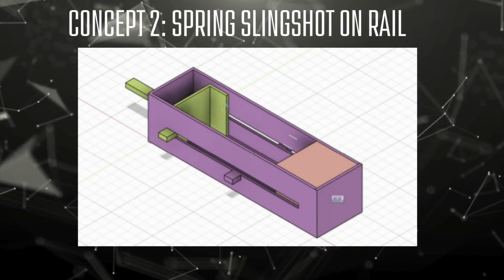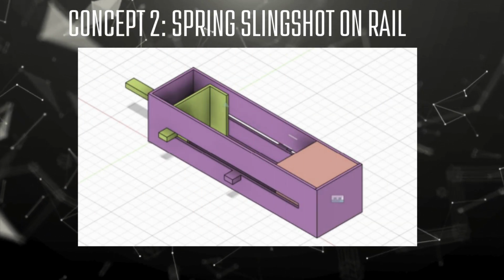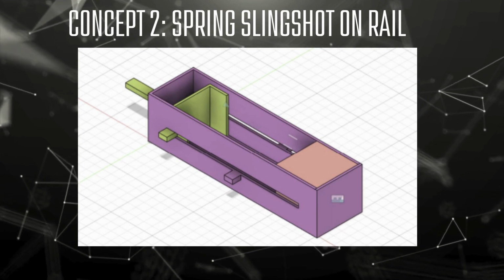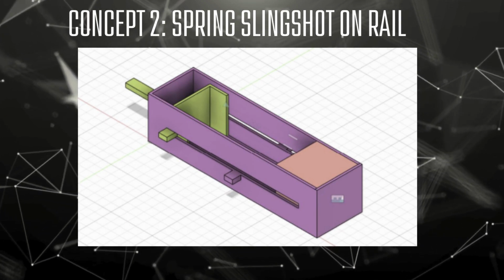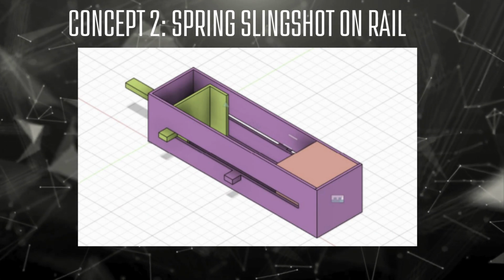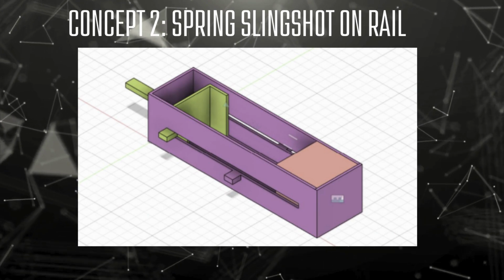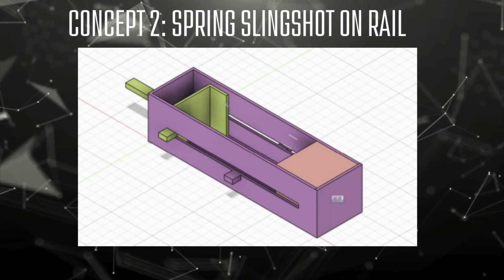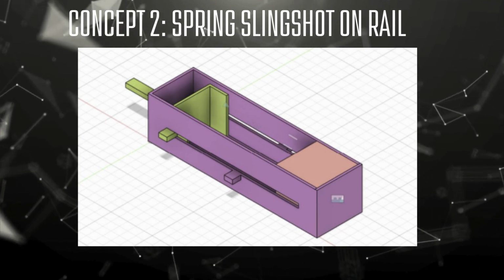A second concept was a spring-loaded slingshot device. In this mechanism, we would pull back a loaded deck and compress a spring, and when released, the spring would push the cart forward on a rail into a foam cube. This design looked promising for its consistency, but would require us to get materials from outside of class, and the spring could experience wear and tear.